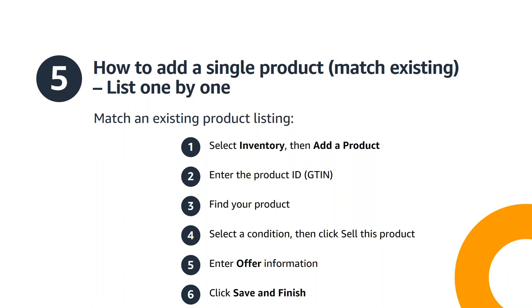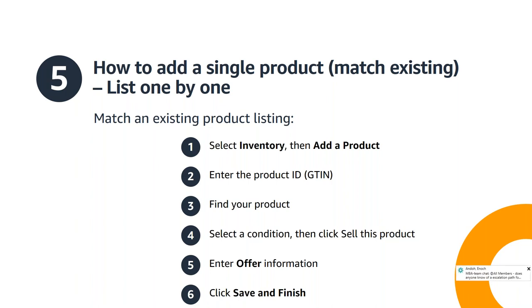Let's go through the process for adding a single product step by step. You'll begin by selecting inventory from the main menu on Seller Central, then clicking Add a Product. On the Add a Product page, enter the product ID into the search bar. This can be any GTIN, like a UPC, ISBN, EAN, or JAN. If necessary, you can also enter a product's ASIN or another ID paired with descriptive information like brand or product name. Your search results will automatically populate on the next screen.